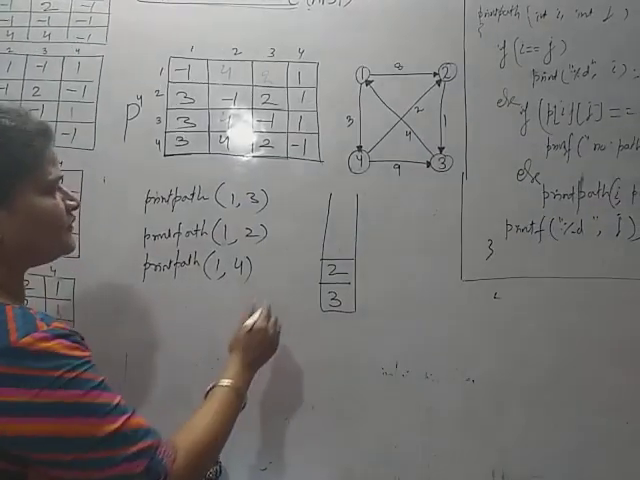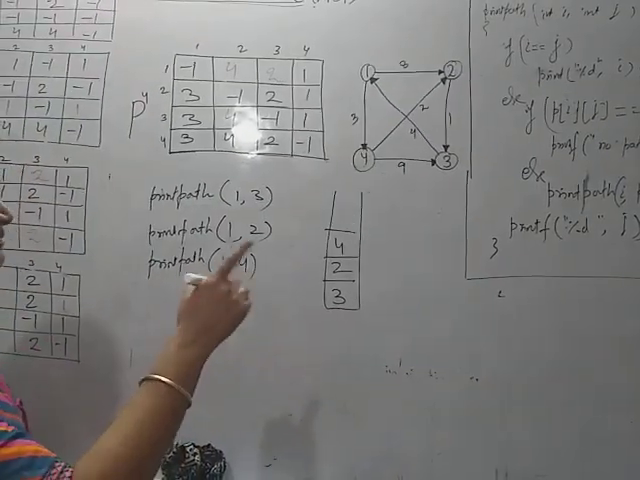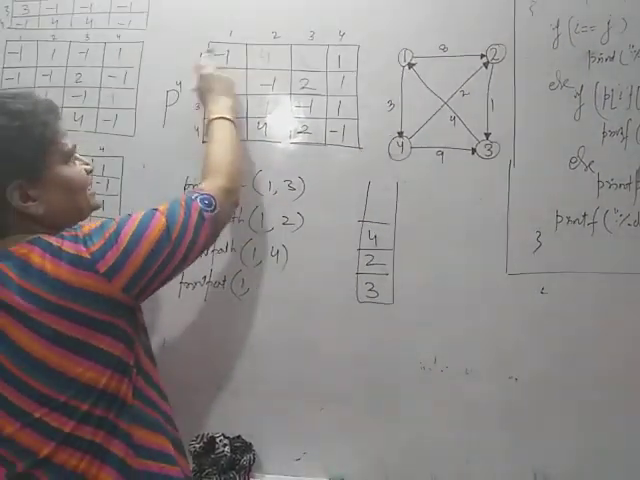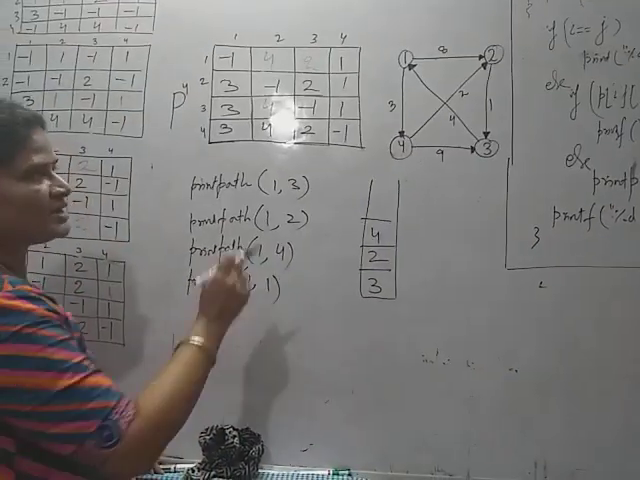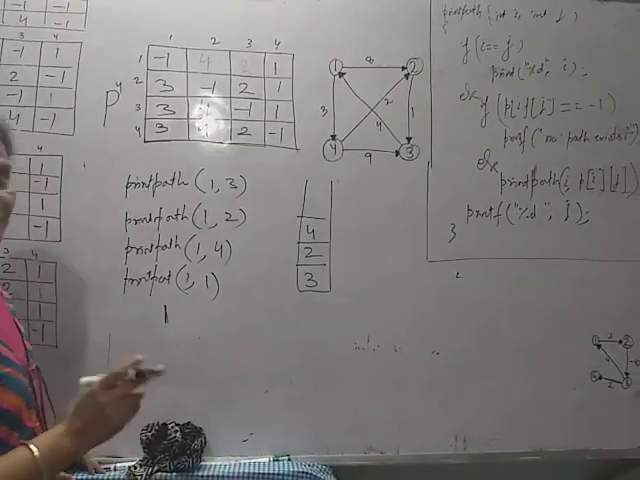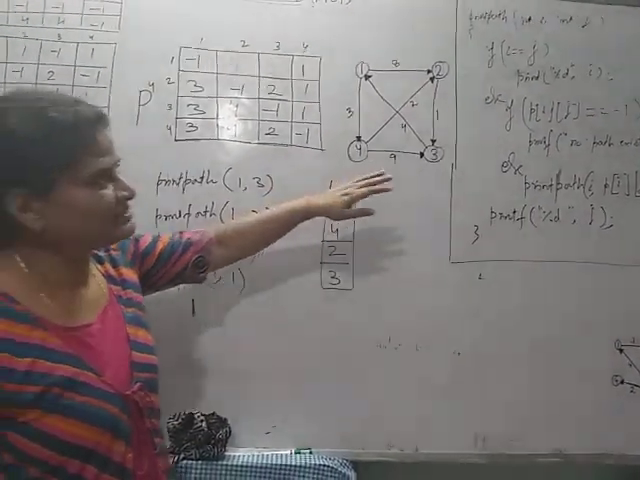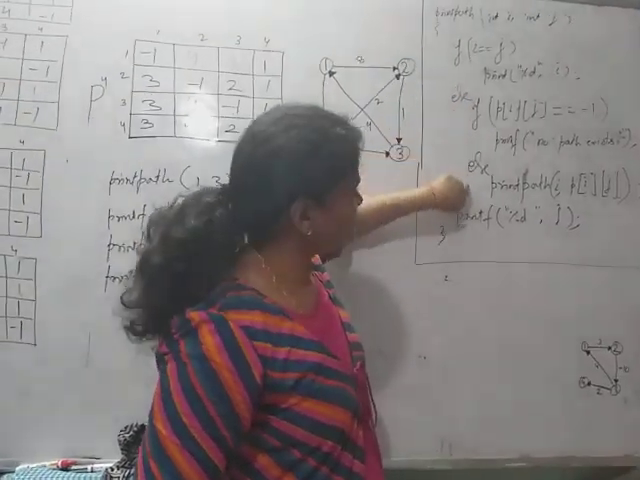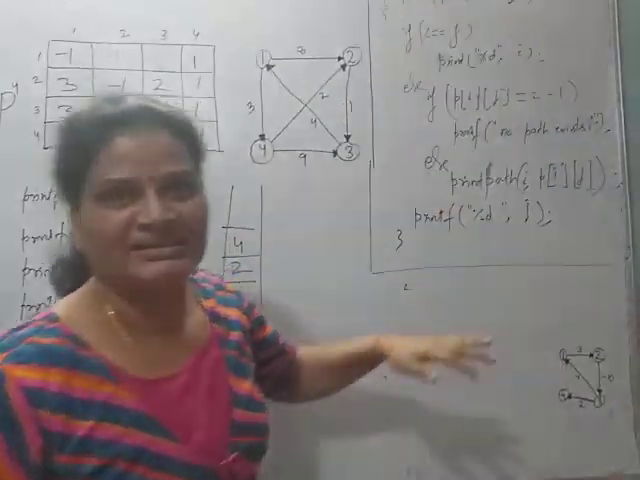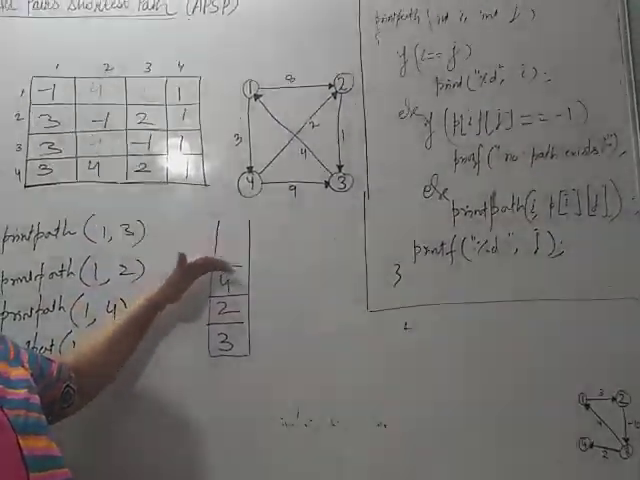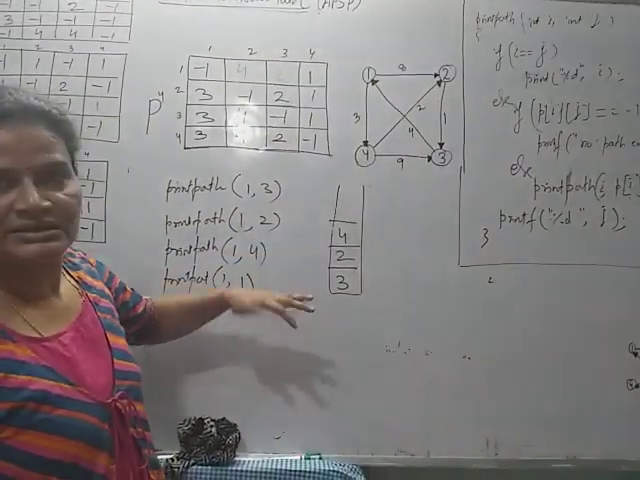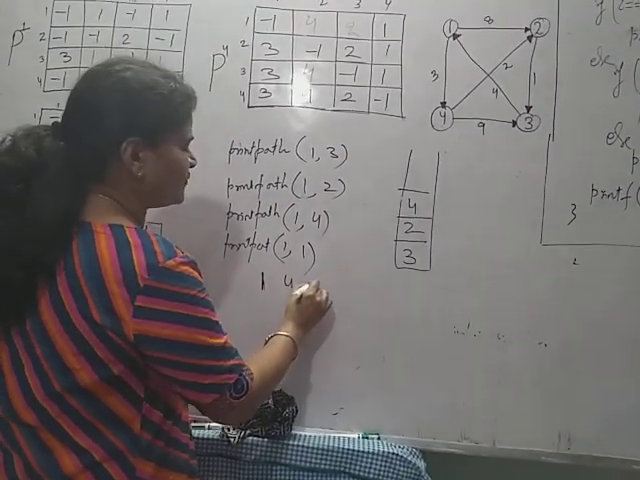So simply the 4 will be pushed onto the stack, and the print path function is called. Print path 1, and what is the entry in 1 4? It is 1. Now i equals j, so it will print 1, and as this condition is true, both else parts will be escaped. Then the stack will be checked whether it is empty or not, and all the elements will be popped and printed in reverse order. So the path is 1, 4, 2, 3.